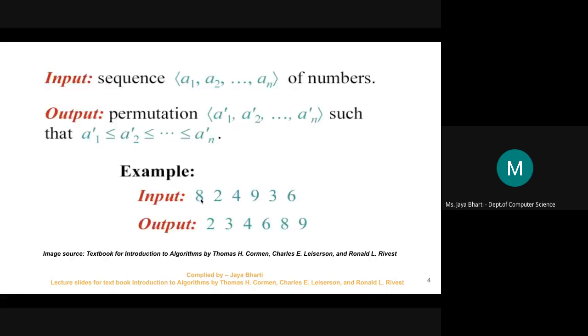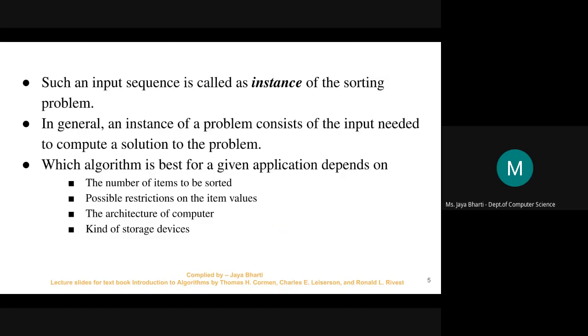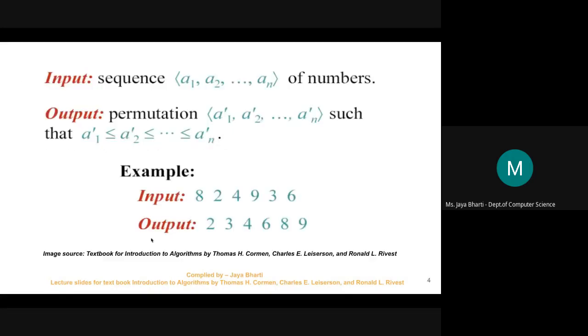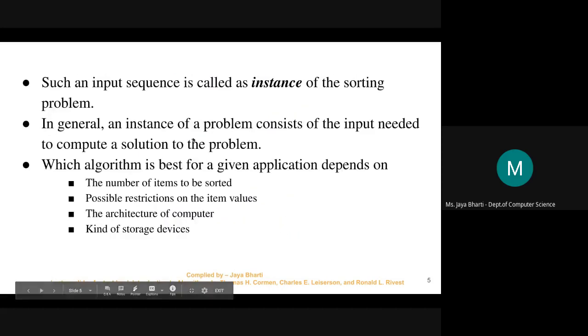So whatever input sequence you have is known as the instance of the sorting problem. In general, the instance of a sorting problem consists of the input needed to compute a solution to the problem. As you can see, this is the instance of the problem and this is also the input. An instance of a problem consists of the input needed to compute a solution to the problem.